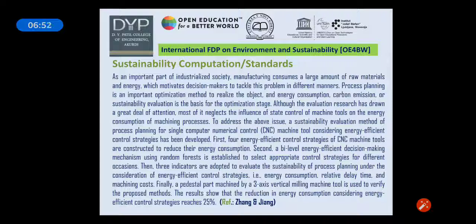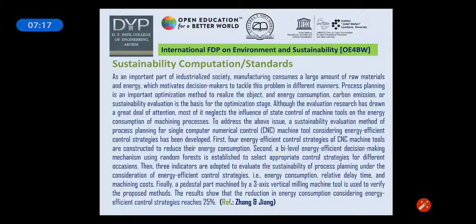Similarly, we can also find out for our household things how much carbon is emitted, and we can optimize the use. Here we have taken one case study from the reference paper of Zhang and Jiang on sustainability computation. They did that study for a CNC machine tool considering energy efficient control strategies.